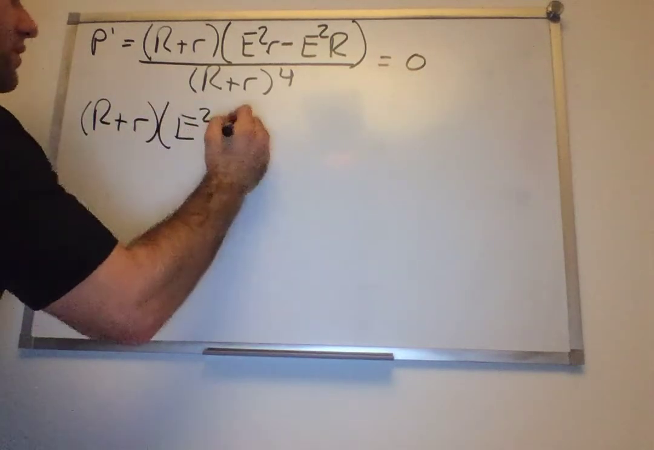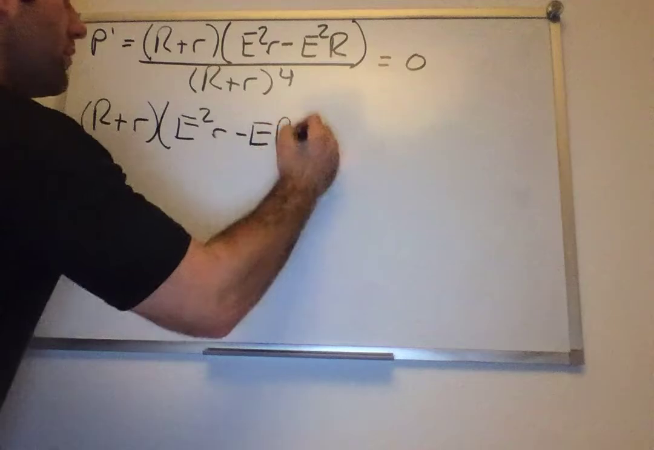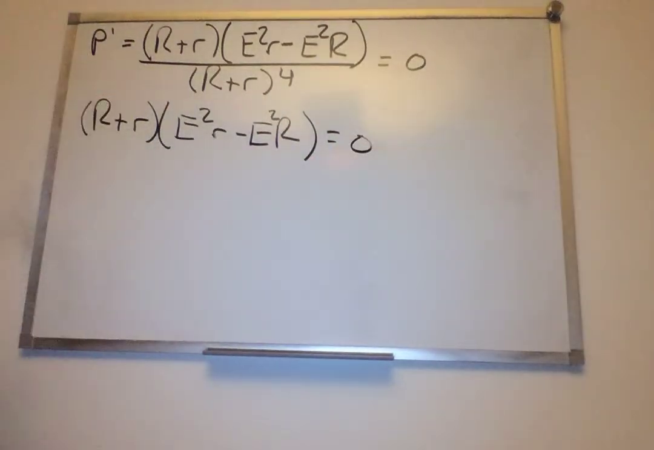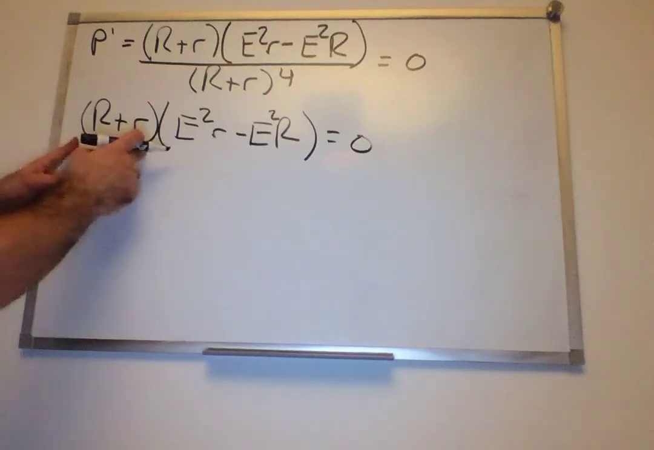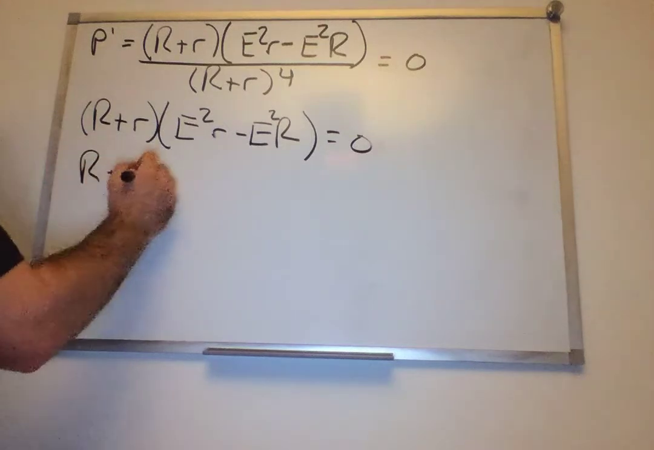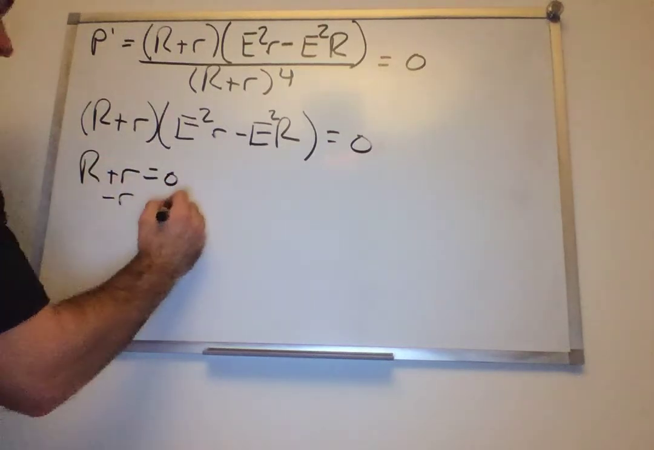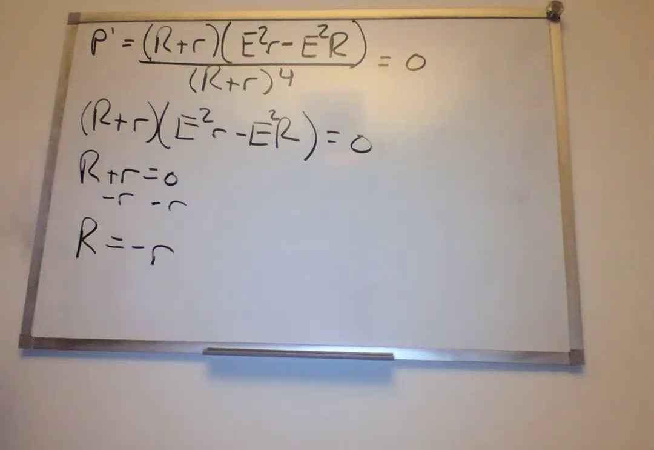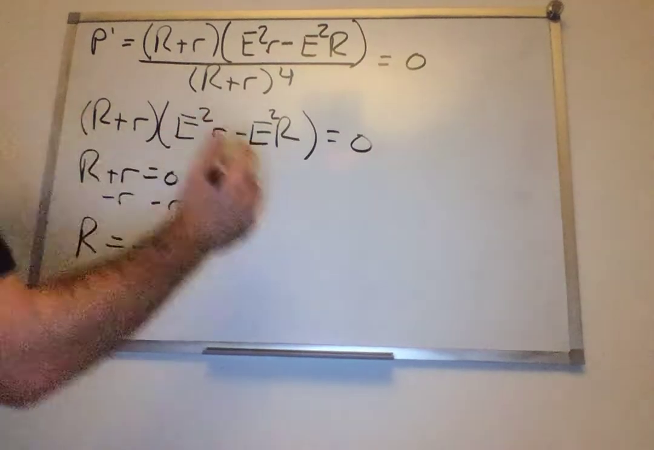So E squared little r minus E squared big R equals 0. It's already factored, so we could set each piece equal to 0. This piece equal to 0, this piece equal to 0. Big R plus little r equals 0. Minus r. Big R is equal to negative r. Okay. This piece right here.